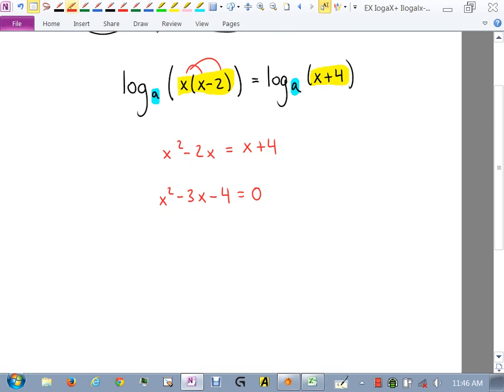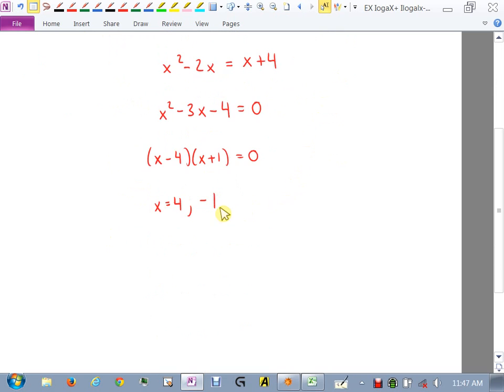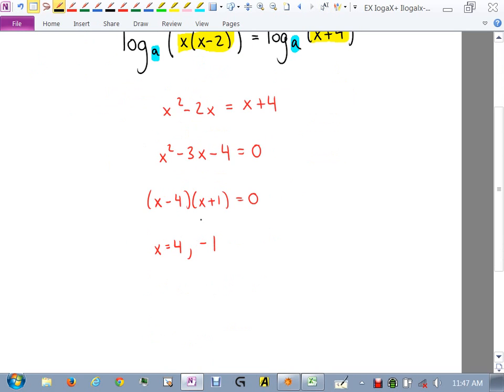This factors? X minus 4, x plus 1. Two solutions: 4 and negative 1. Does 4 work? Let's see. 4 yes, 4 yes, 4 yes. Does negative 1 work? Nope. So the only answer we have is 4.